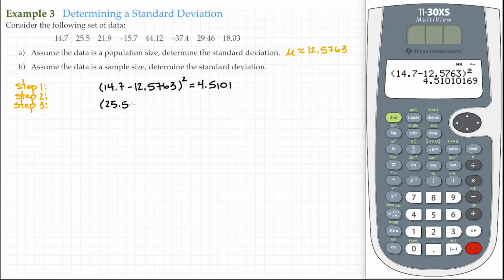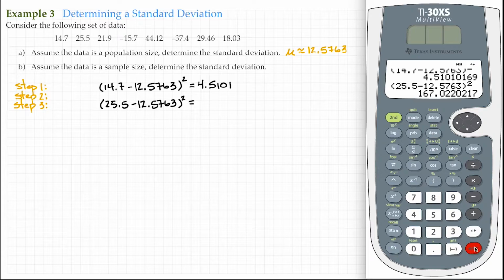25.5 minus 12.5763, and we square it. I like to leave my values up here like this because it shows me exactly what I have to do. As you can see right here, 14.7 minus 12.5763. I have it enclosed in parentheses and I square it. So I know the pattern that I have to put in. 25.5 minus 12.5763. Close off my parenthesis, square it, and hit enter. 167.022. And then I continue on with each one.